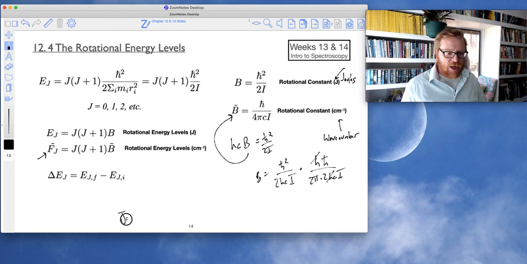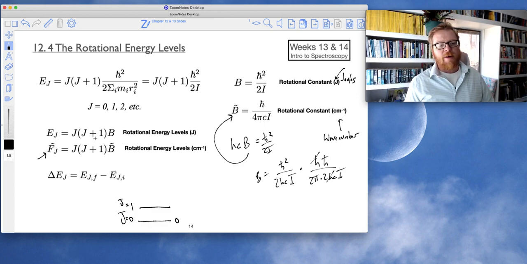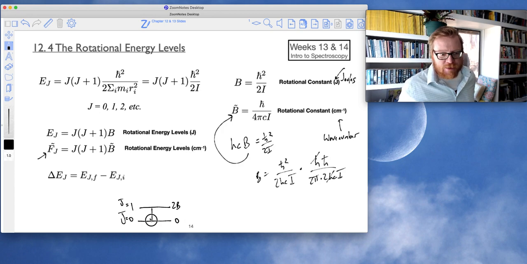So if I say J equals 0, that's going to be my ground state. And I know that that's going to have an energy of 0 if I apply that J equals 0 through this term, right? Okay, so now what about the next level? Well, that's going to be J equals 1. And if I make J equal to 1, 1 plus 1 is 2 times 1 is 2. So that's 2 times B. And so the difference, right, between these energy levels will be 2 times B.